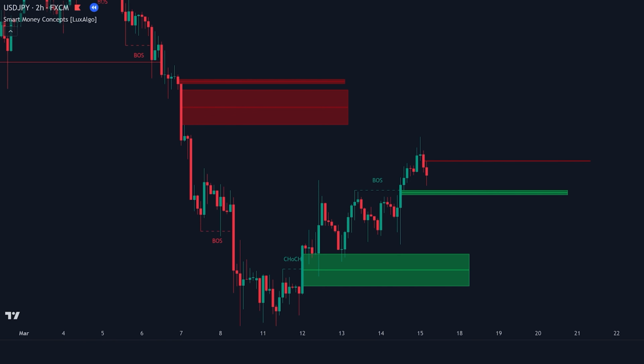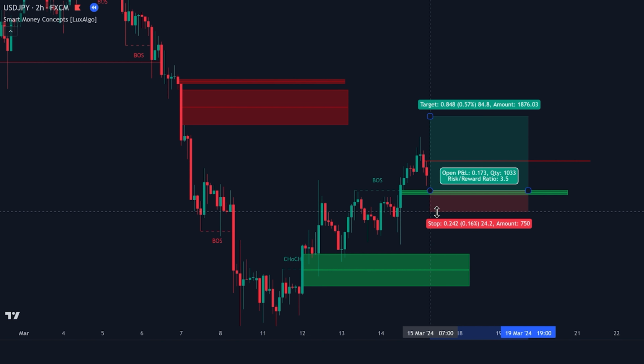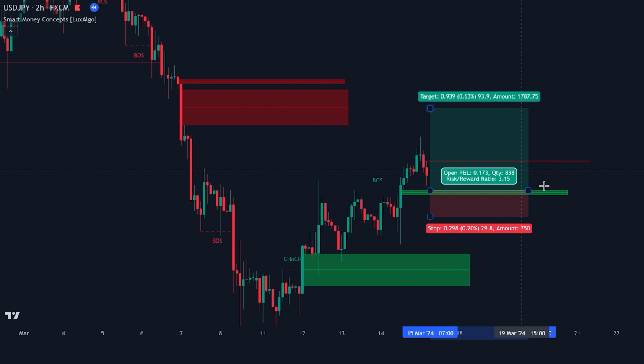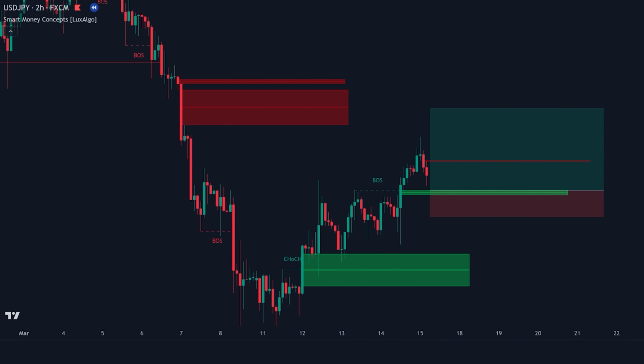Once this is confirmed, enter a buy trade at this level with the confluence of the previous highs as an additional level of support. Place the stop loss slightly below the fair value gap. Aim for a 1:2 or a 1:3 risk-reward ratio. Now let's see how the trade plays out.